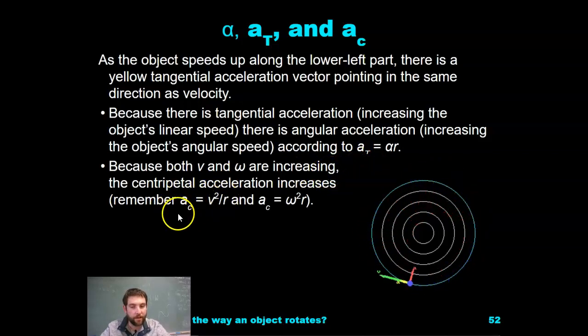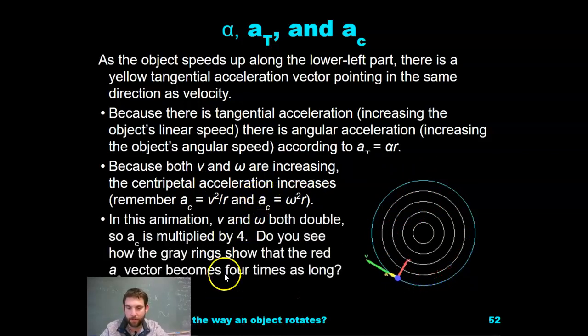So, looking at centripetal acceleration equals v squared over r, if the velocity is increasing, that means our centripetal acceleration is increasing. Over here, if our angular velocity is increasing, that means our centripetal acceleration is increasing. In this animation, linear velocity and angular velocity both double, so centripetal acceleration is multiplied by 4, because if you double v right here, we have to square that too. See how the gray rings show that the red centripetal acceleration vector becomes 4 times as long.